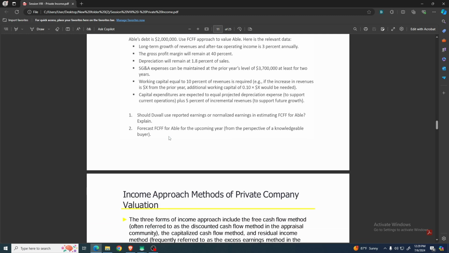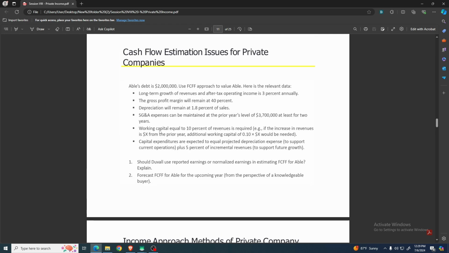So then you have the question: do we use reported earnings? I'm sure this slide was taken from one of the longer questions, and was one part of it. Let's just assume that Duval is the analyst, and the question asks whether they use reported earnings or normalized earnings in estimating FCFF for Abel. Here, normalized earnings should be used. Why? Normalized earnings provide a more accurate representation of the company's sustainable earnings by removing non-recurring, non-economic or unusual items. That is the exact definition of normalized earnings which you have just discussed. This adjustment ensures that the earnings reflect the ongoing operations of the firm, making the FCFF calculation more reliable to be used for valuation.